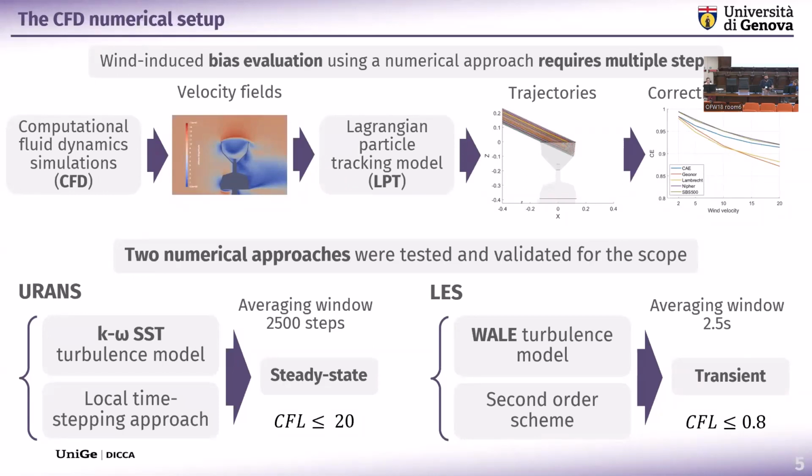In this work, I'm focusing on the evaluation of the velocity field around the complex geometry of this kind of gauges. I tested two different numerical approaches that I also validated here. The first one is using a RANS simulation with a k-omega SST turbulence model and a local time stepping approach to reduce the computational cost and still provide a stable steady state condition. The other method is instead a large eddy simulation, much costlier, using the wall-adapting local eddy-viscosity turbulence model and a full second order scheme and a very low CFL number.